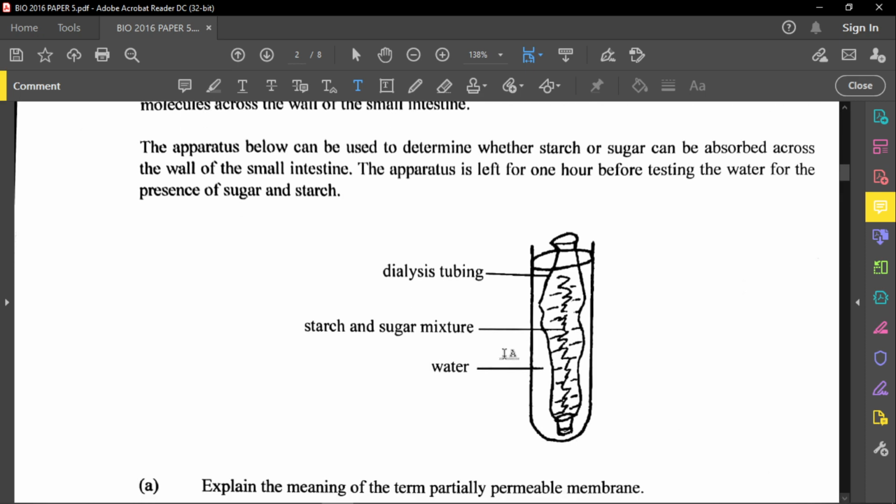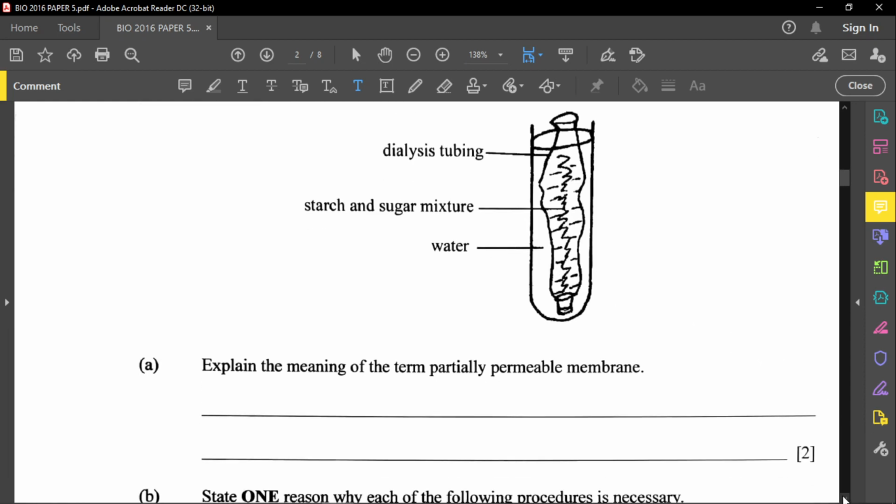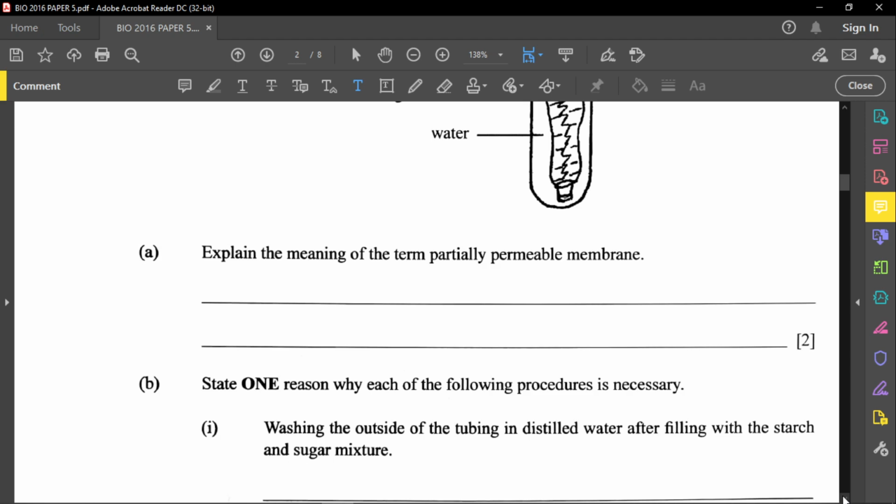So now you will see in the dialysis tubing, you're seeing the starch and the sugar mixture within the dialysis tubing, and then the water on the outside. The first part of the question asks us to explain the meaning of the term partially permeable. So what is meant to be partially permeable?